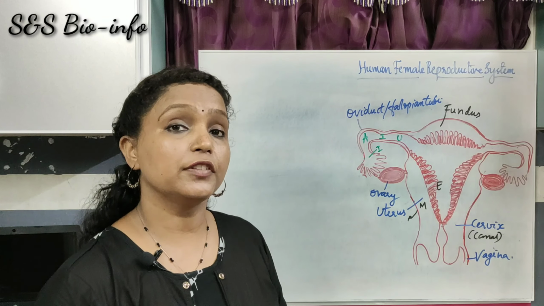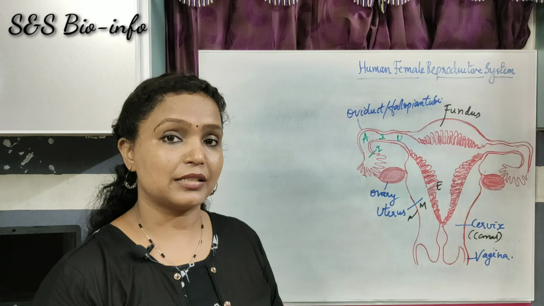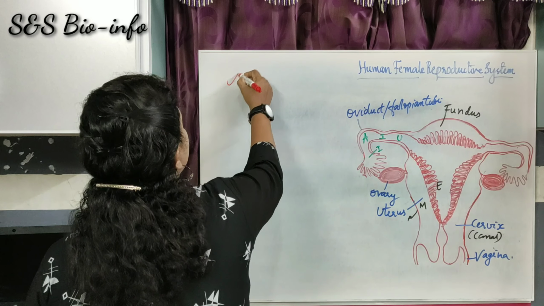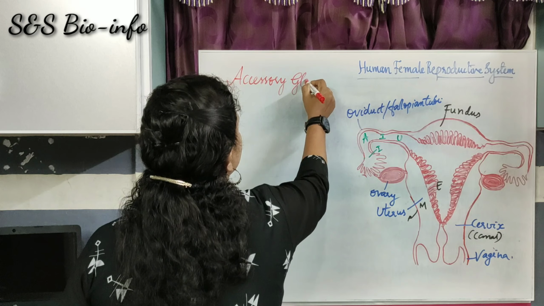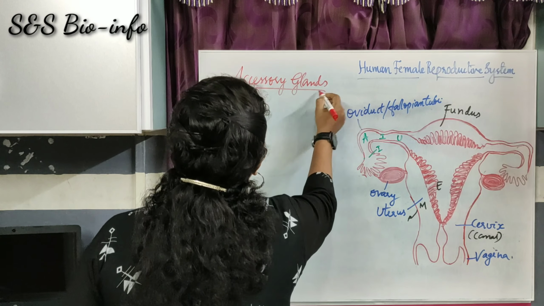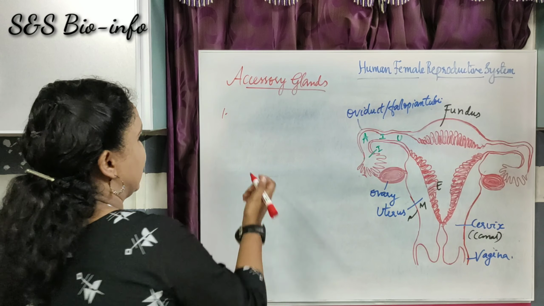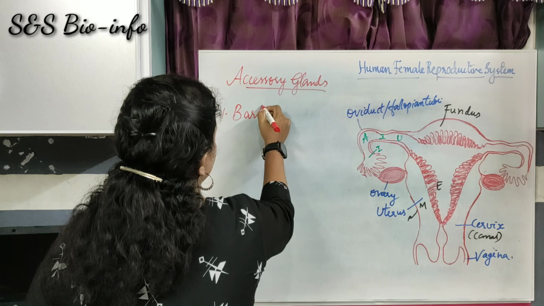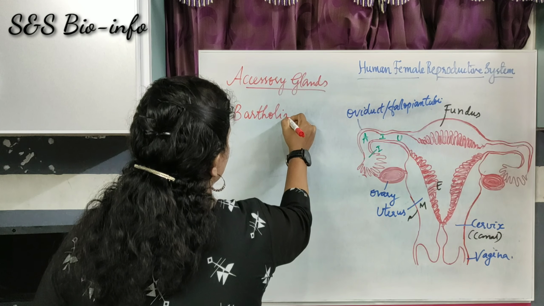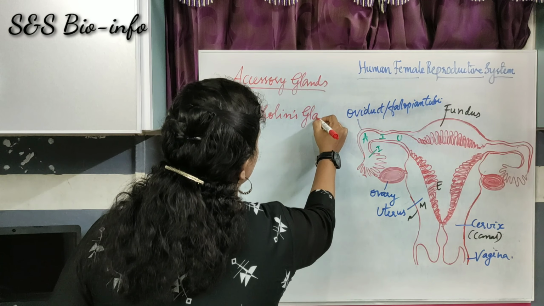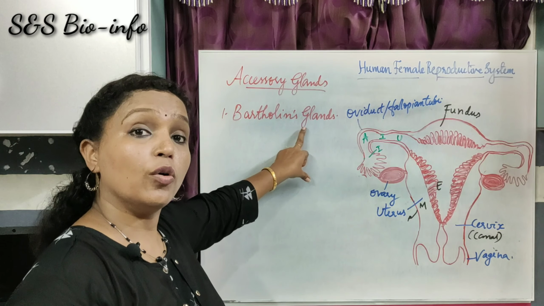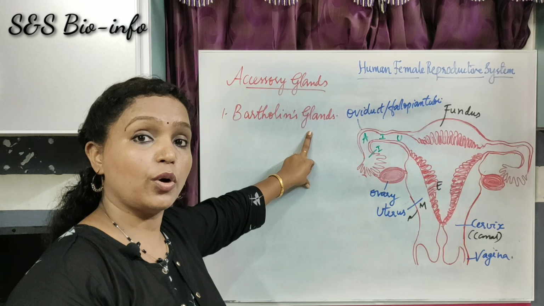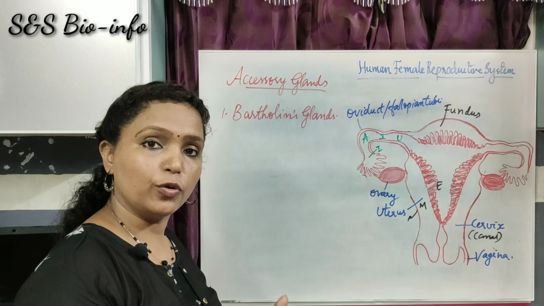The next part of the human female reproductive system is the accessory glands. The first one is Bartholin's gland. The Bartholin glands are homologous to the Cowper's glands or the bulbourethral glands of the human male.